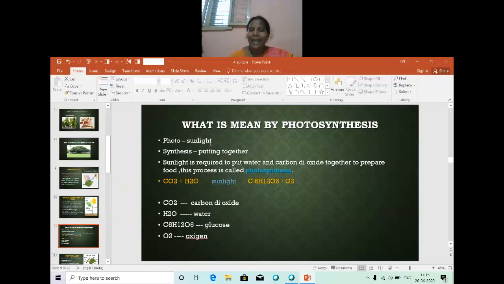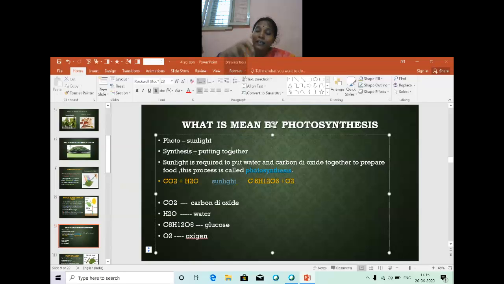See here. Photo means sunlight. Synthesis means putting together. Sunlight is your heat energy. Synthesis means putting together all the ingredients. Putting together, they prepare the food. So sunlight is required to put water and carbon dioxide together to prepare the food. This process is called photosynthesis.